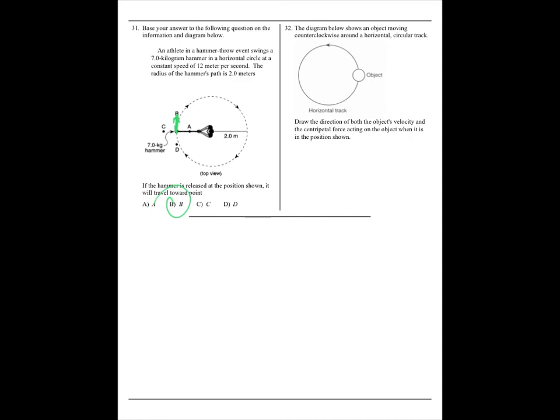Number 32. Draw the direction of both the object's velocity and the centripetal force acting on the object when it is in the position shown. This is an example where it's going counterclockwise. Velocity, again, is tangent, going straight out of the circle, and both the force and the acceleration are towards the center like that.